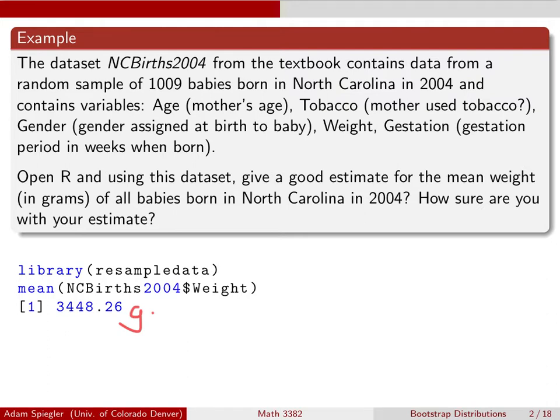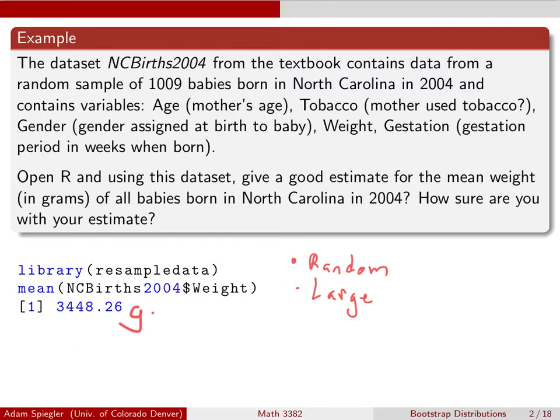So this would be a good starting point for our guess, right? If someone asked you, here's a data set of 1,009 babies, we want to come up with an estimate for what the mean weight of all babies would be, this would probably be your first starting point: let me calculate the mean of my sample. And a couple of points here, and that is, first of all, this sample was random. And it's pretty large. There's over 1,000 values in here. So it should be a really good representation of the population.